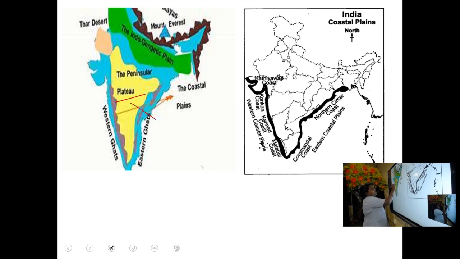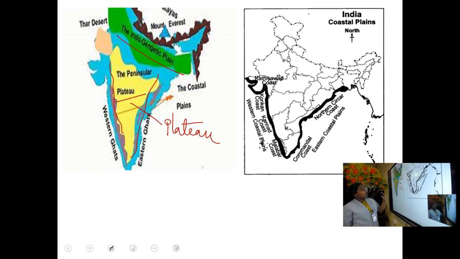So the plateau region. And the plateau region is located in the southern part of India. Then this plateau region is separated from the Indo-Gangetic plain by a group of mountains, and those mountains are located in here, and these mountains are called Vindhyas.